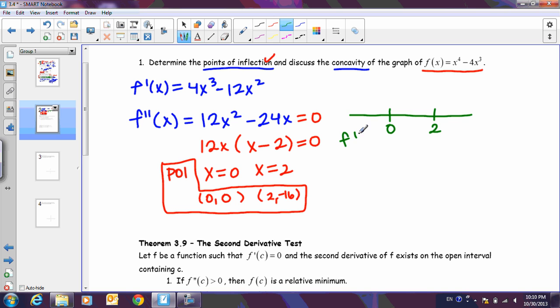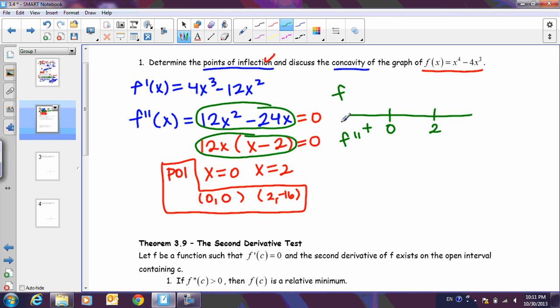And this time, I'm going to compare my function to the double derivative. Okay, so let's take a number that's less than 0, a negative number, and let's plug it in to the double derivative. And you can plug it in here, or you can plug it into the factored form, whichever one is easier. If I plug in a negative number into my second derivative, I'm going to get a positive number.